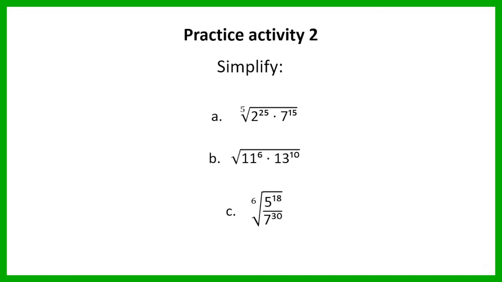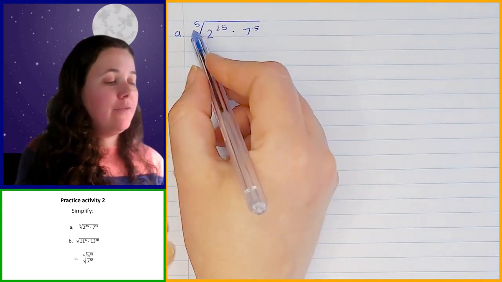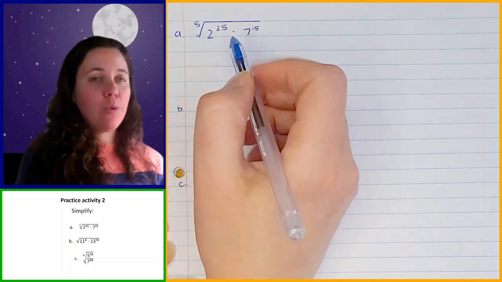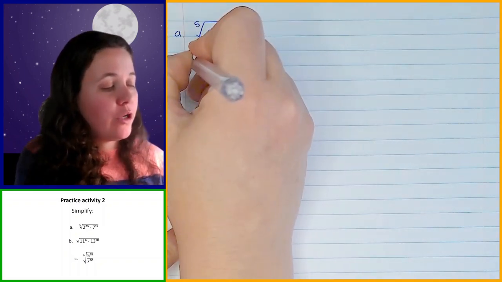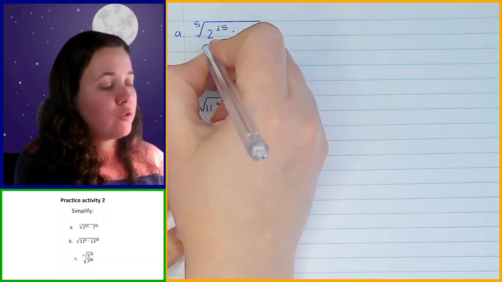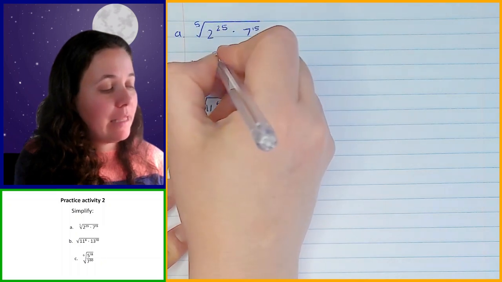Okay, let's go through those examples. So question A, you had the fifth root of 2 to the power of 25 times 7 to the power of 15. So first of all, we're going to work out the fifth root of 2 to the power of 25. By taking the 2 to the power of 25, we keep the base the same, and we divide the exponent by 5, and that gives us 5.